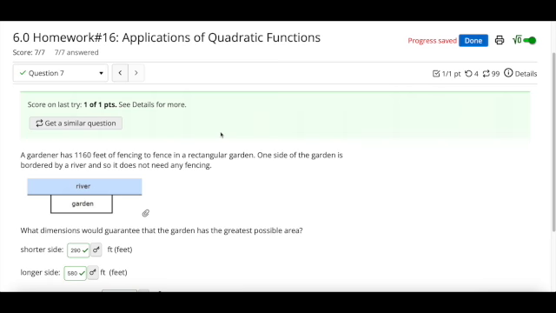So that's how you do this set of problems. I'm going to do another video for the quiz, but I think that's okay for right now.